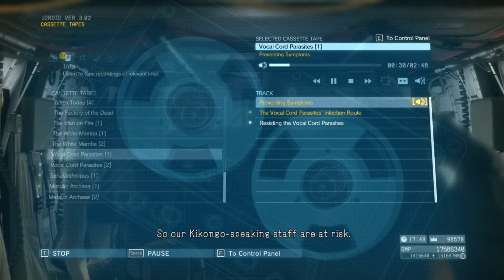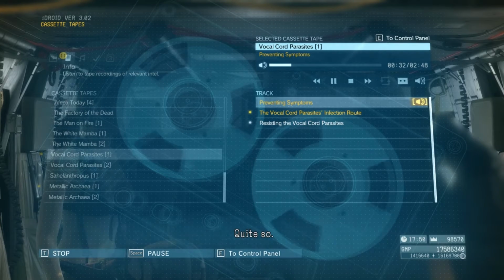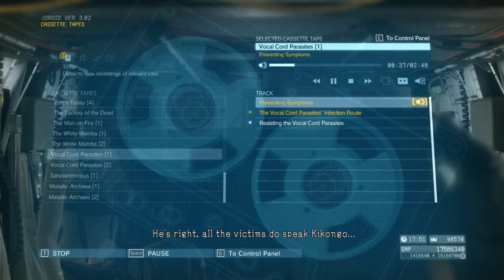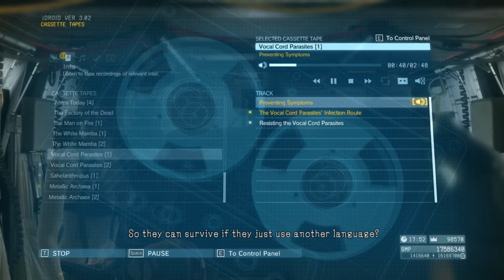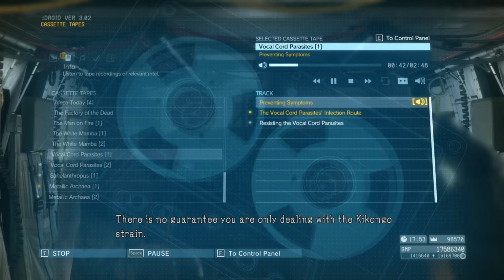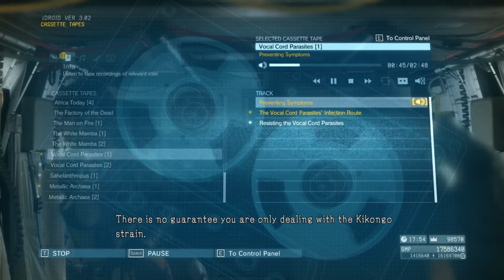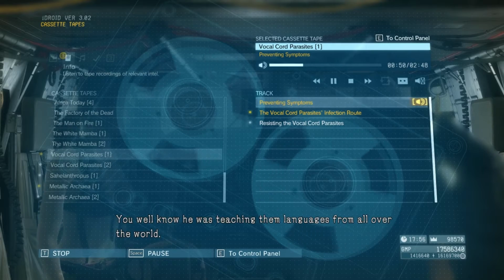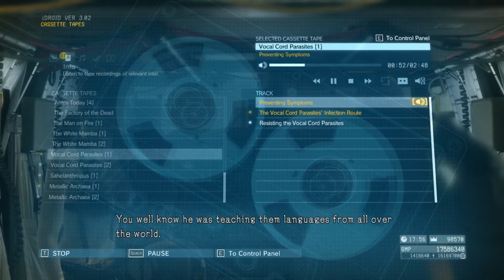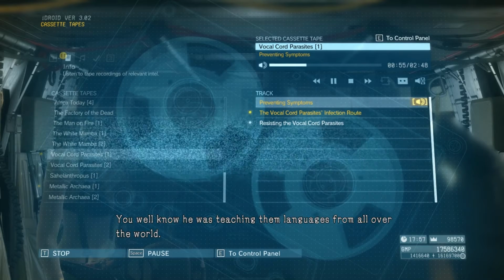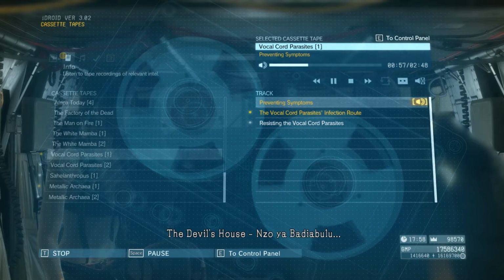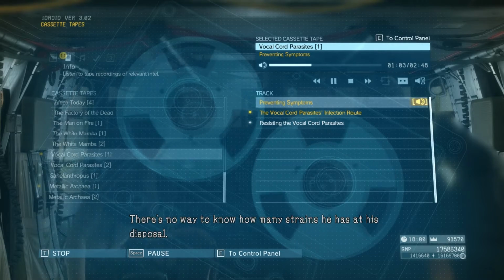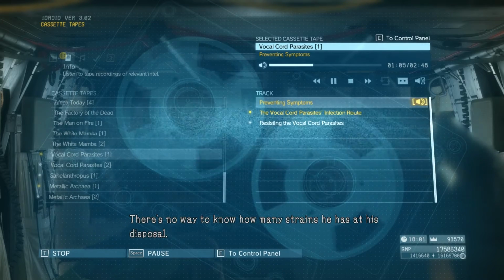So our Kikongo-speaking staff are at risk? Quite so. He's right. All the victims do speak Kikongo. So they can survive if they just use another language? There is no guarantee. You're only dealing with the Kikongo strain. Other language strains may be present. You well know he was teaching them languages from all over the world. The Devil's House. Nzoya Badia Bulu. There is no way to know how many strains he has at his disposal.